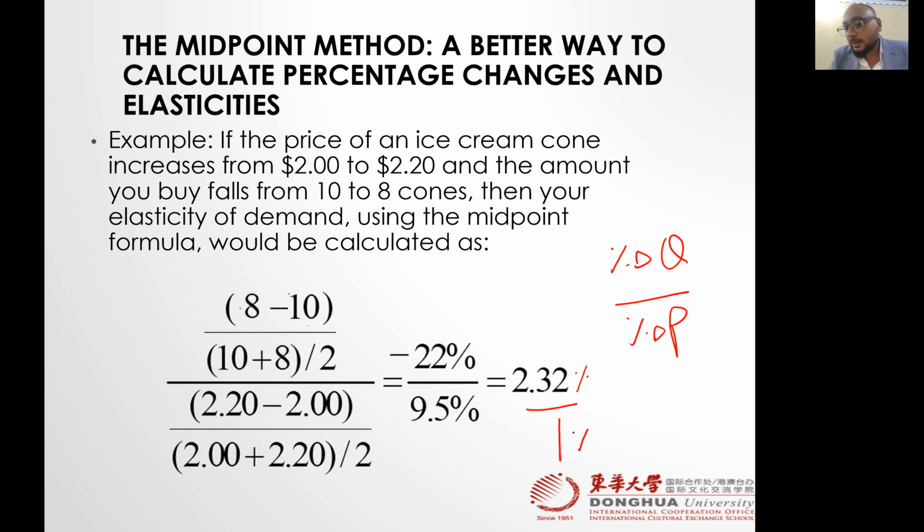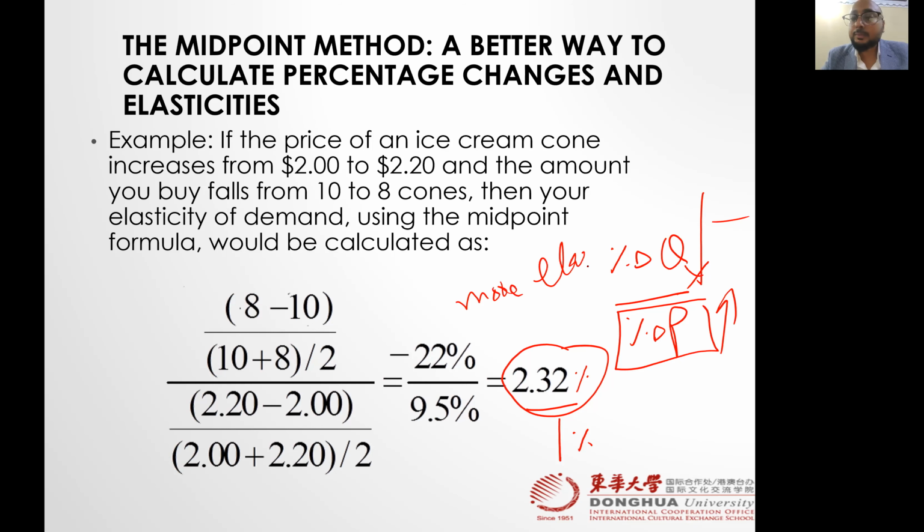So if we increase our price 1%, there's going to be a decrease in quantity demanded of 2.32%. So it is more than the change in price, right? Change in price is 1% and quantity is decreased by 2.32%. It is more elastic. Or, easy to remember, if elasticity is greater than 1, like 2.32, it's elastic.